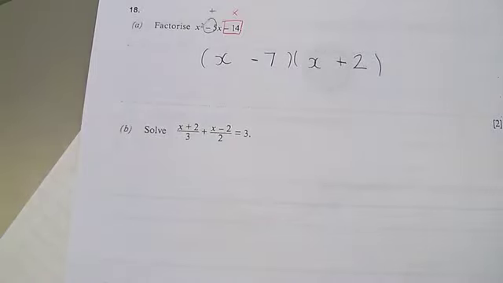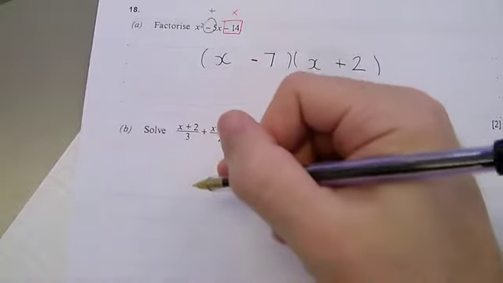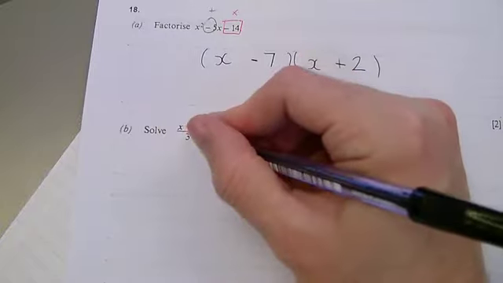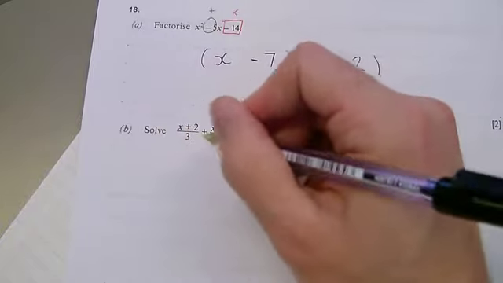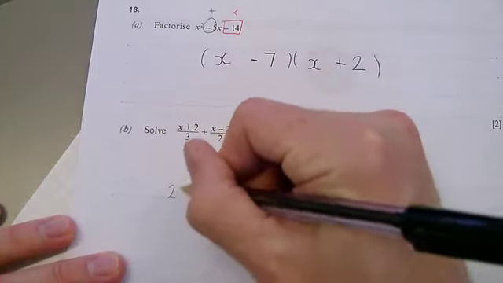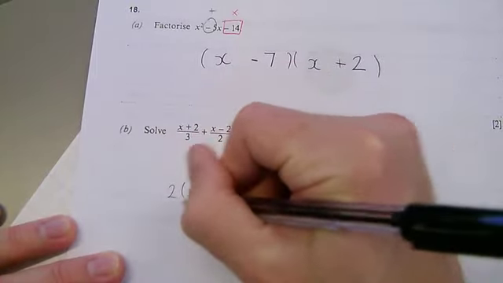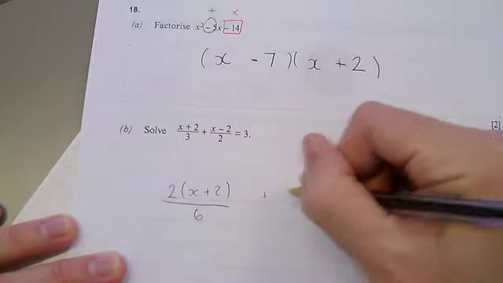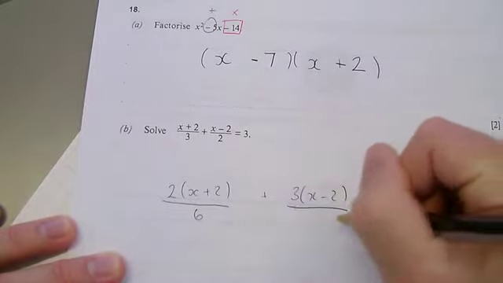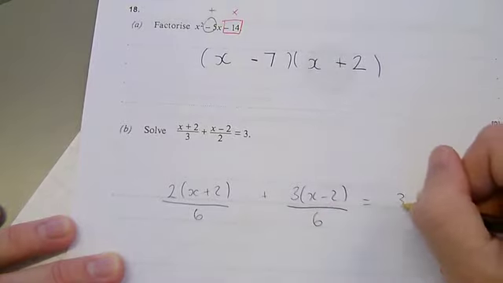This one here, there's a couple of different ways to do it. My class, do we get the denominators the same? Yeah, let's do it that way then. So, let's get the denominators the same. Does 2 go into 3? No. Times them together, 6. They both go into that. So what do I do to 3 to make it 6? Times it by 2, so I get 2x plus 2 on top over 6, plus 3x minus 2 over 6 is equal to 3.